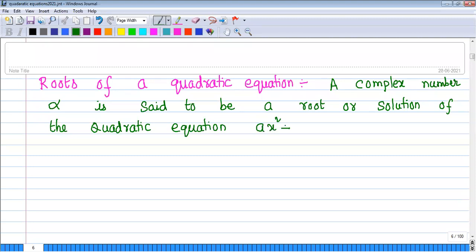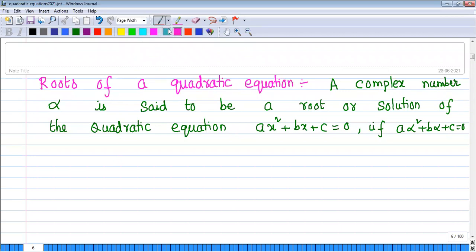ax² + bx + c = 0 if a alpha² + b alpha + c = 0. That means if alpha satisfies ax² + bx + c = 0, indirectly a alpha² + b alpha + c = 0, then alpha is said to be the root or solution of ax² + bx + c = 0.